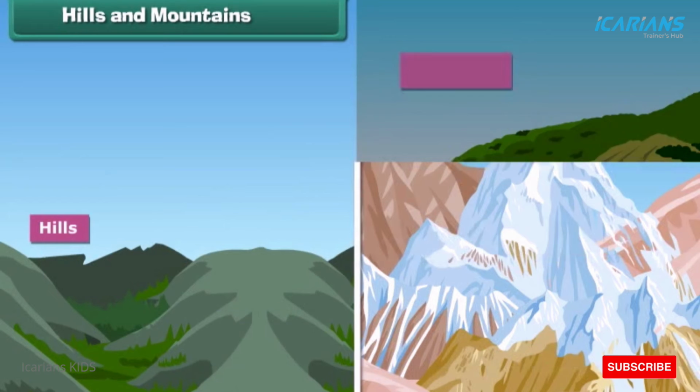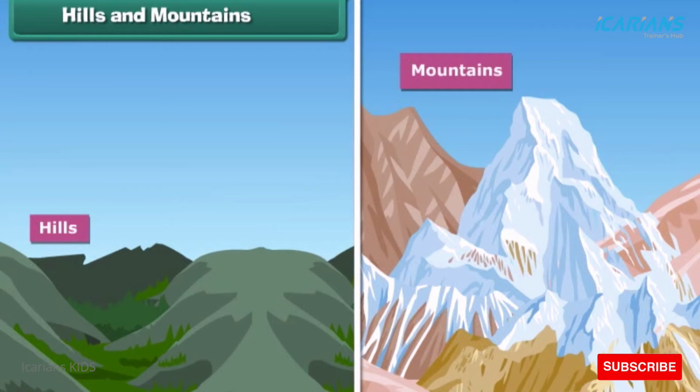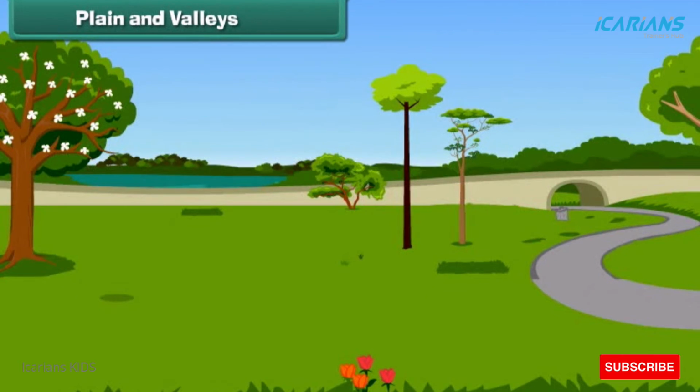Friends, hills and mountains are naturally raised parts of the Earth's surface. But now look here carefully. You will notice that a hill is smaller than a mountain. An open field or land with an even surface is known as a plain.